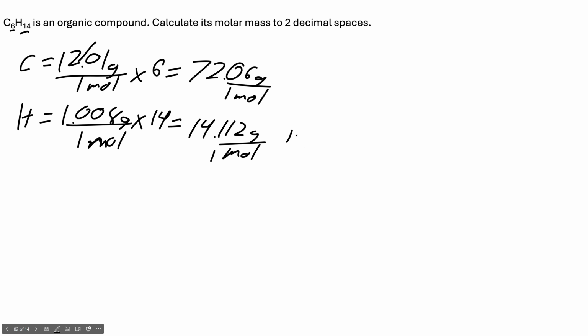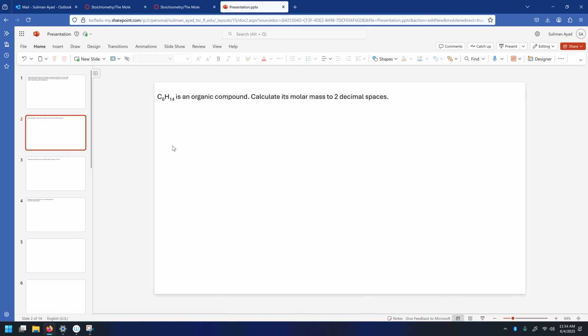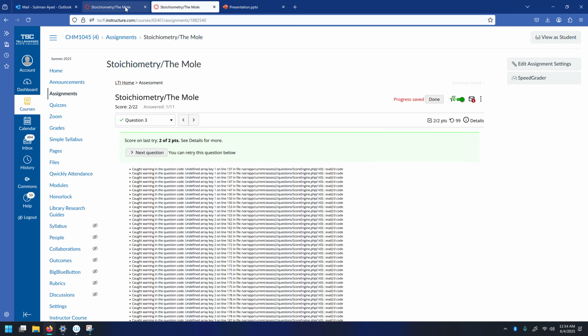And then to find our final molar mass, I'm just going to add these two values together, 72.06 plus 14.112, and I get 86.172 grams per 1 mole. Now, there is no place to put units in on your homework assignment, so don't start trying to type that stuff in. It's just looking for the numbers here, all right?